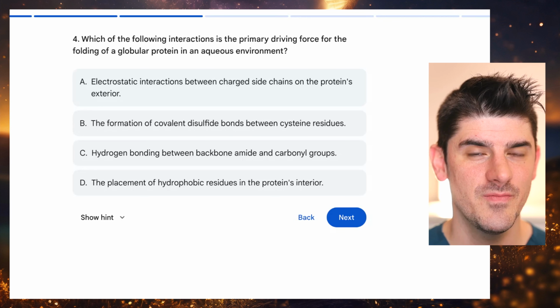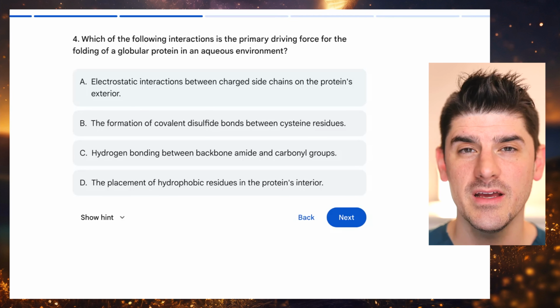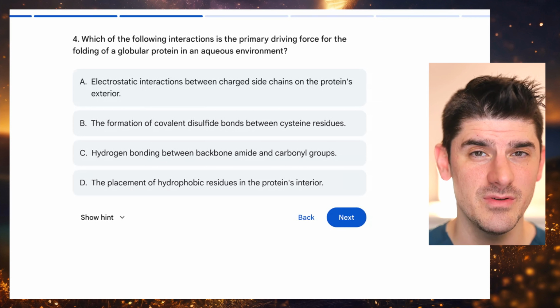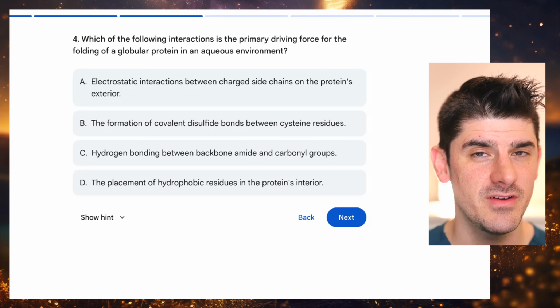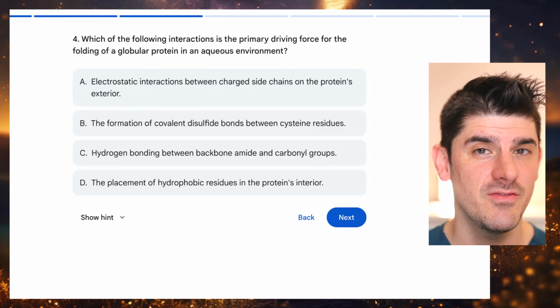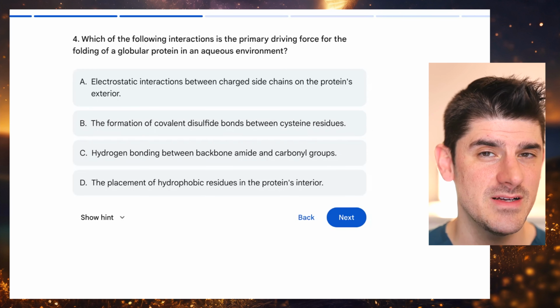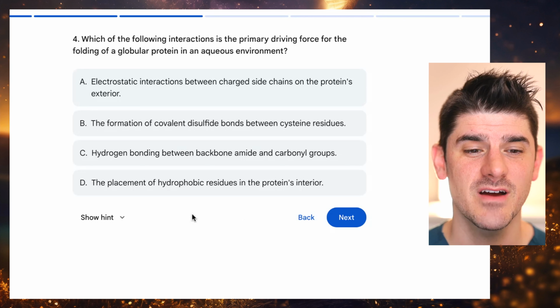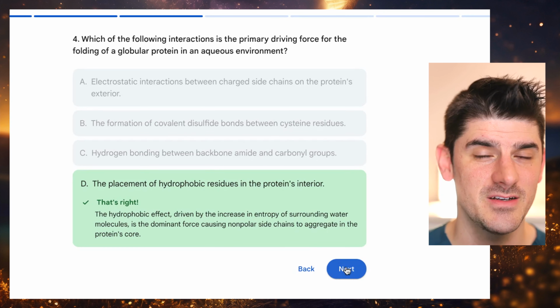All right, so this is describing the reason behind why globular proteins form the kind of chaotic globules that they form when exposed to water. This is primarily driven by the hydrophobic residues that are present that enter the inside of the globular protein when it enters this conformation. This is best described by answer choice D, the hydrophobic effect.